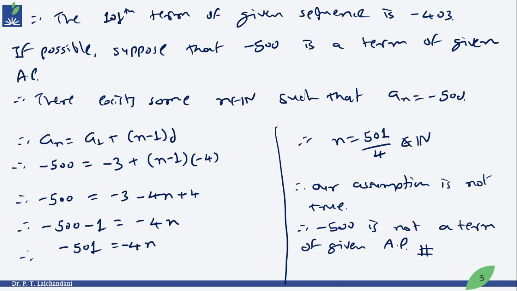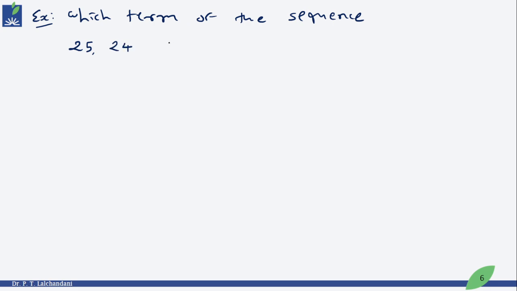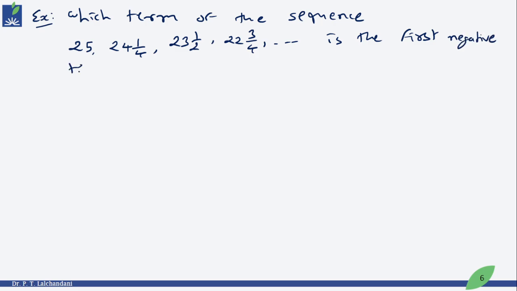Okay, let us move further. Let us see one more example. The next question is: which term of the sequence 25, 24 1/4, 23 1/2, 22 3/4, and so on, is the first negative term? First negative term.